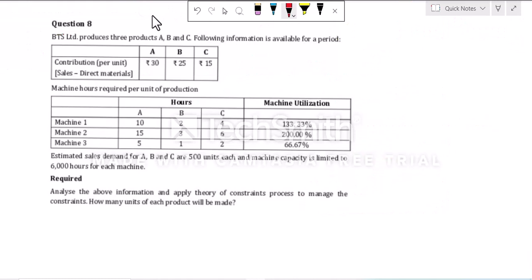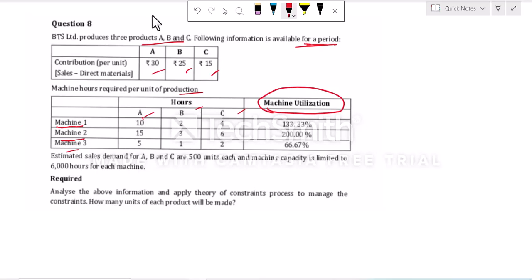Question number 8. BTS Limited produces 3 products A, B, C. The following information is available for a period. Contribution they have given 30, 25 and 15. Machine hours required per unit of production. They have given machine 2, machine 1, machine 2 and machine 3, and they have given the products. 3 machines, 3 products are there, and how much each product is using the machine also they have given.